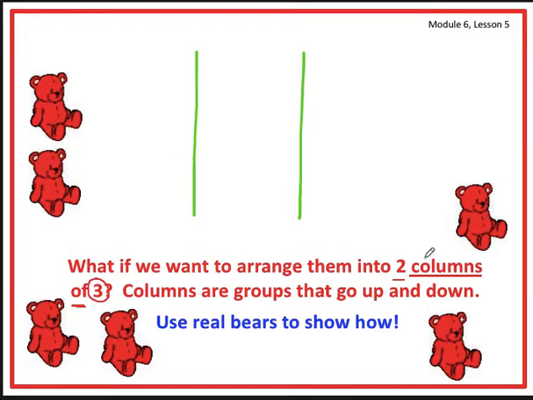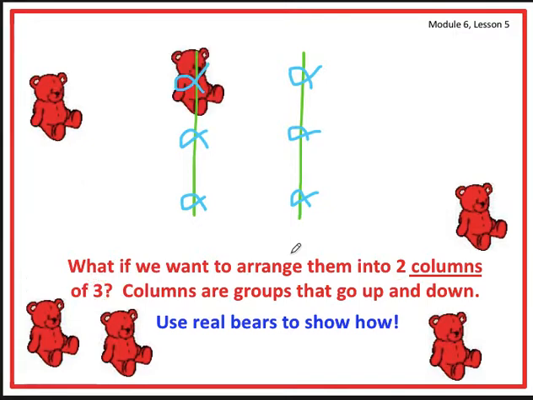Another way of saying that is 2 columns that have 3 bears or whatever it is in that column. Okay, so on each of these columns, I am going to write 3 X's. And then I can go and move my bears to those spots.